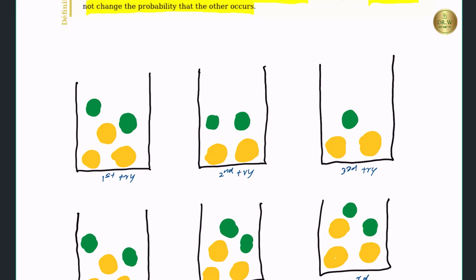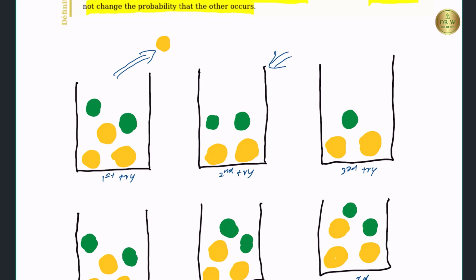Here you see there are 5 balls in a can: 3 yellow and 2 green. I take one ball randomly from the first can. Suppose it is a yellow ball. Now, what do you see after you have one in your hand? You see the second can, this one, right? Now you have 2 yellow and 2 green.